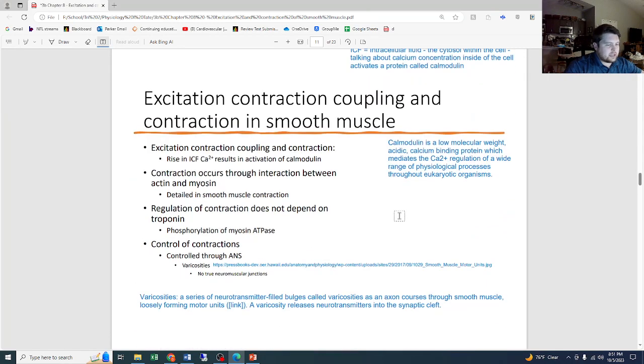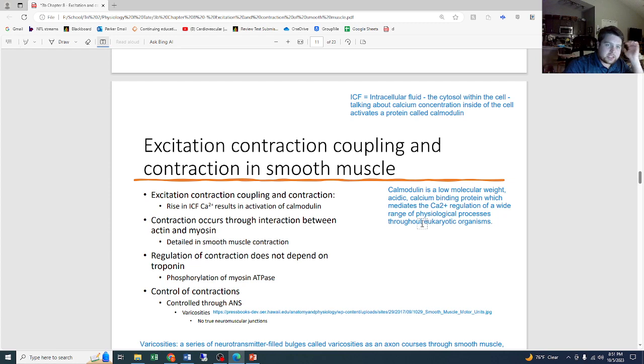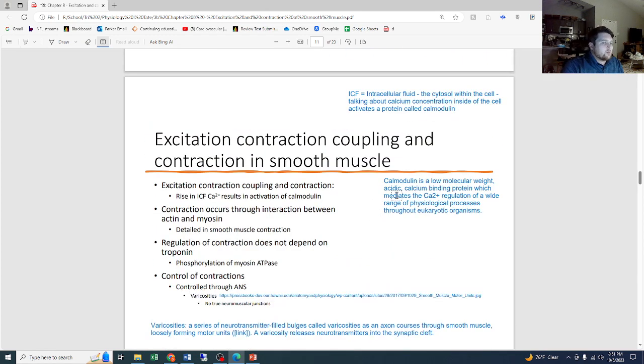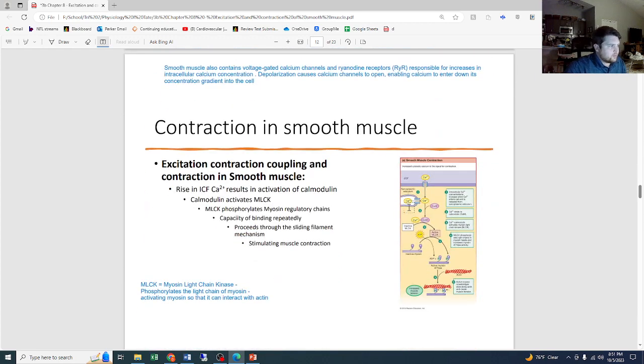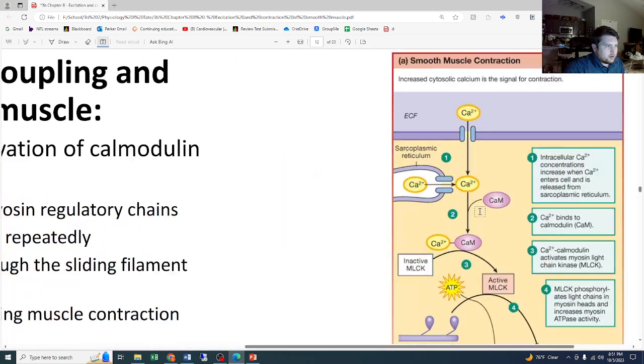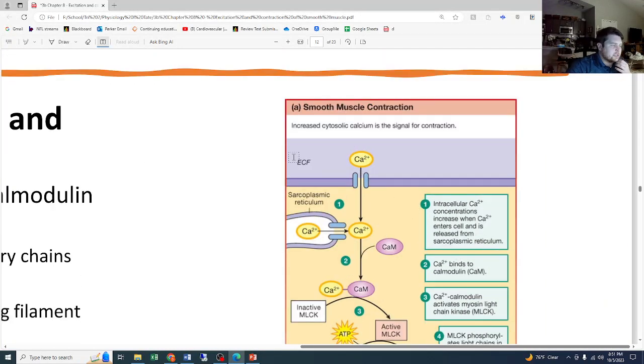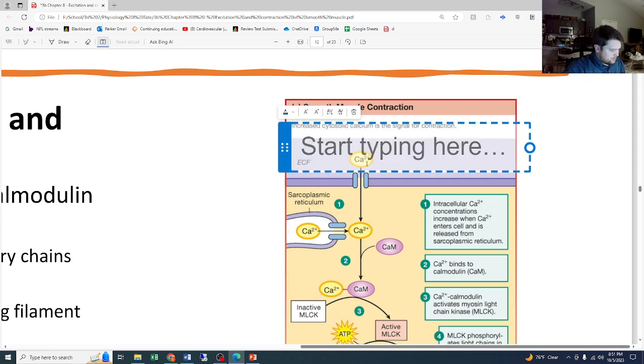So now, getting into the actual contraction aspect of smooth muscle. We're going to see some similarities to the skeletal muscle, but I want to make sure we stop and point out those main differences. The way that it all starts, let me get a good picture here, is it all starts in the ECF. ECF stands for extracellular fluid.